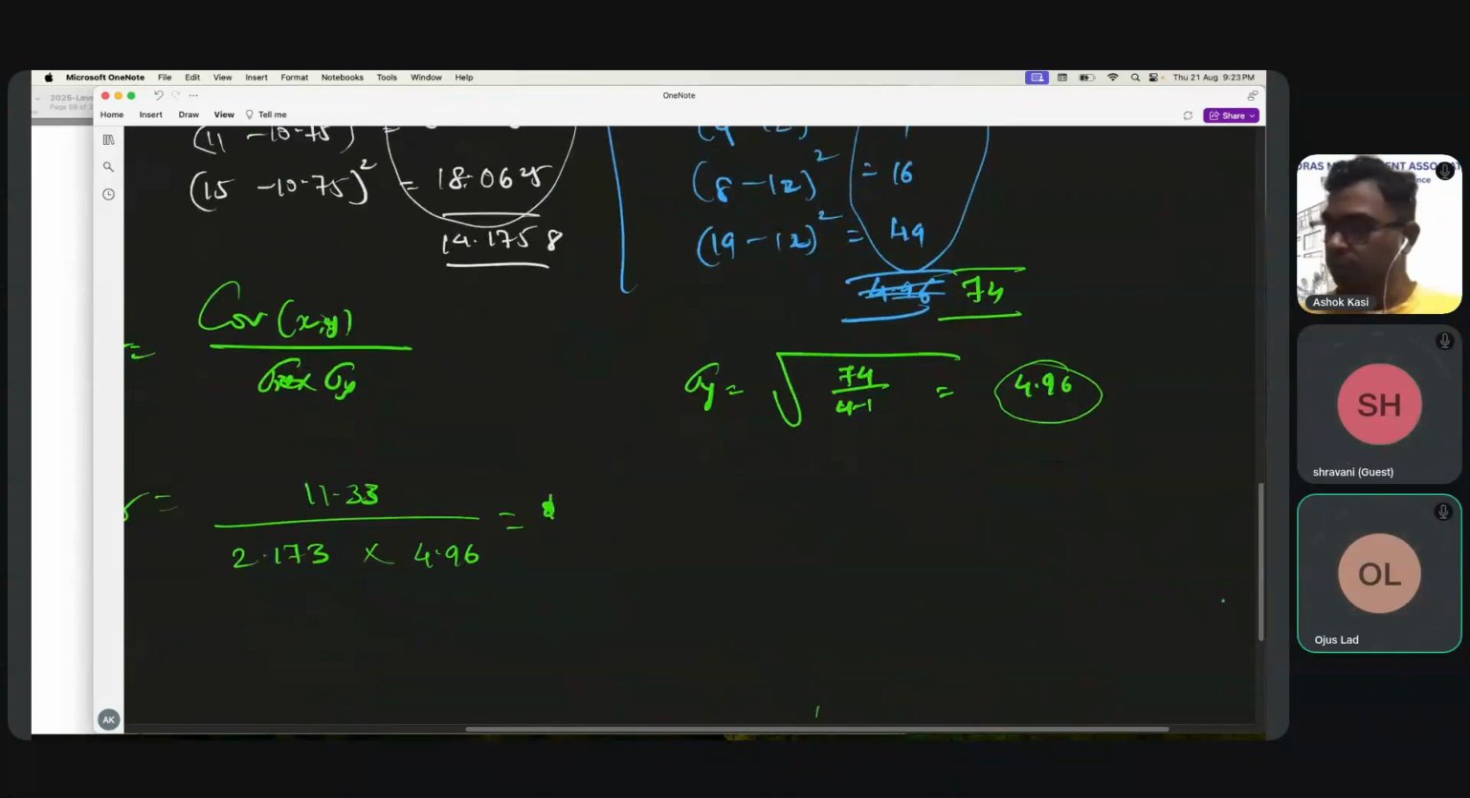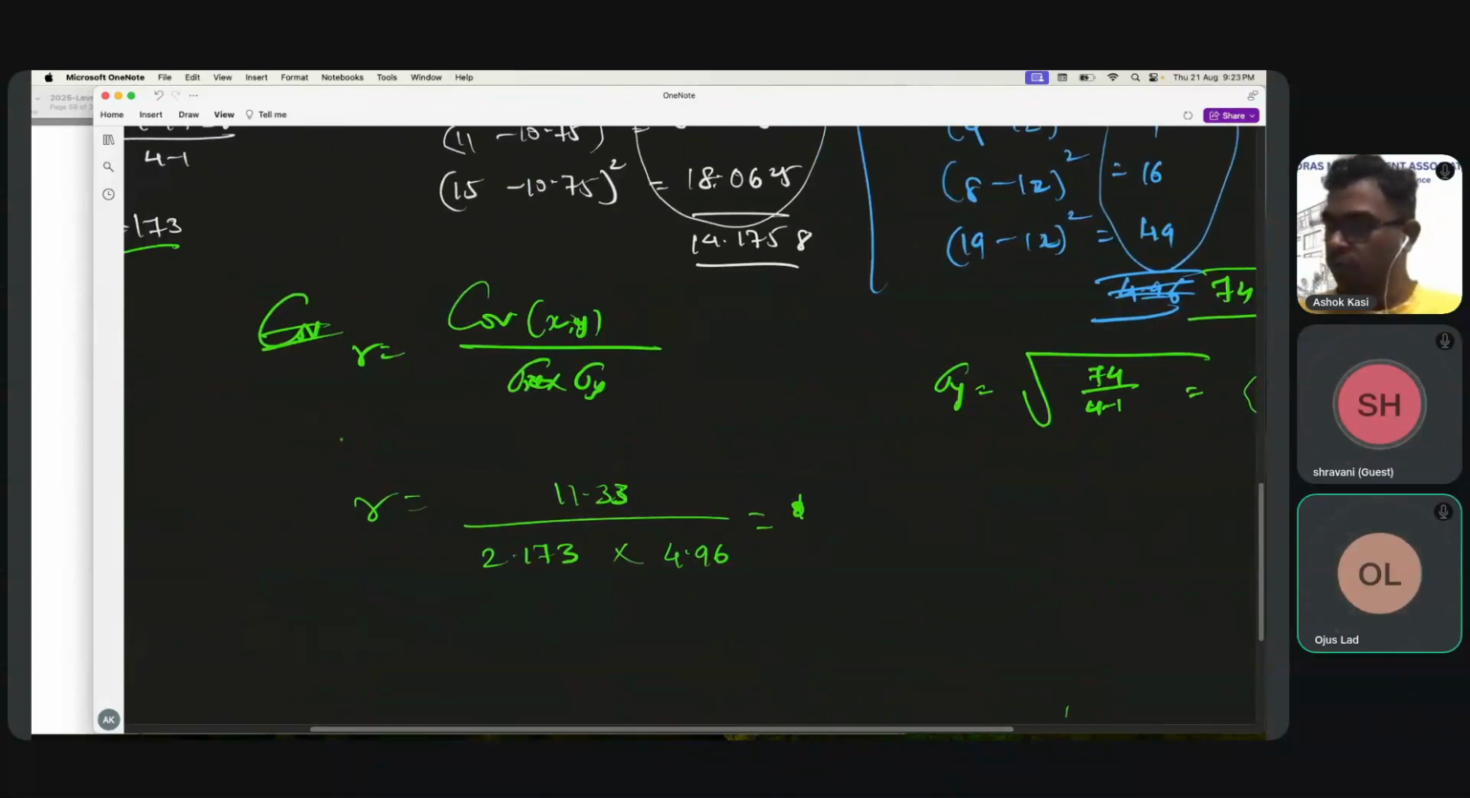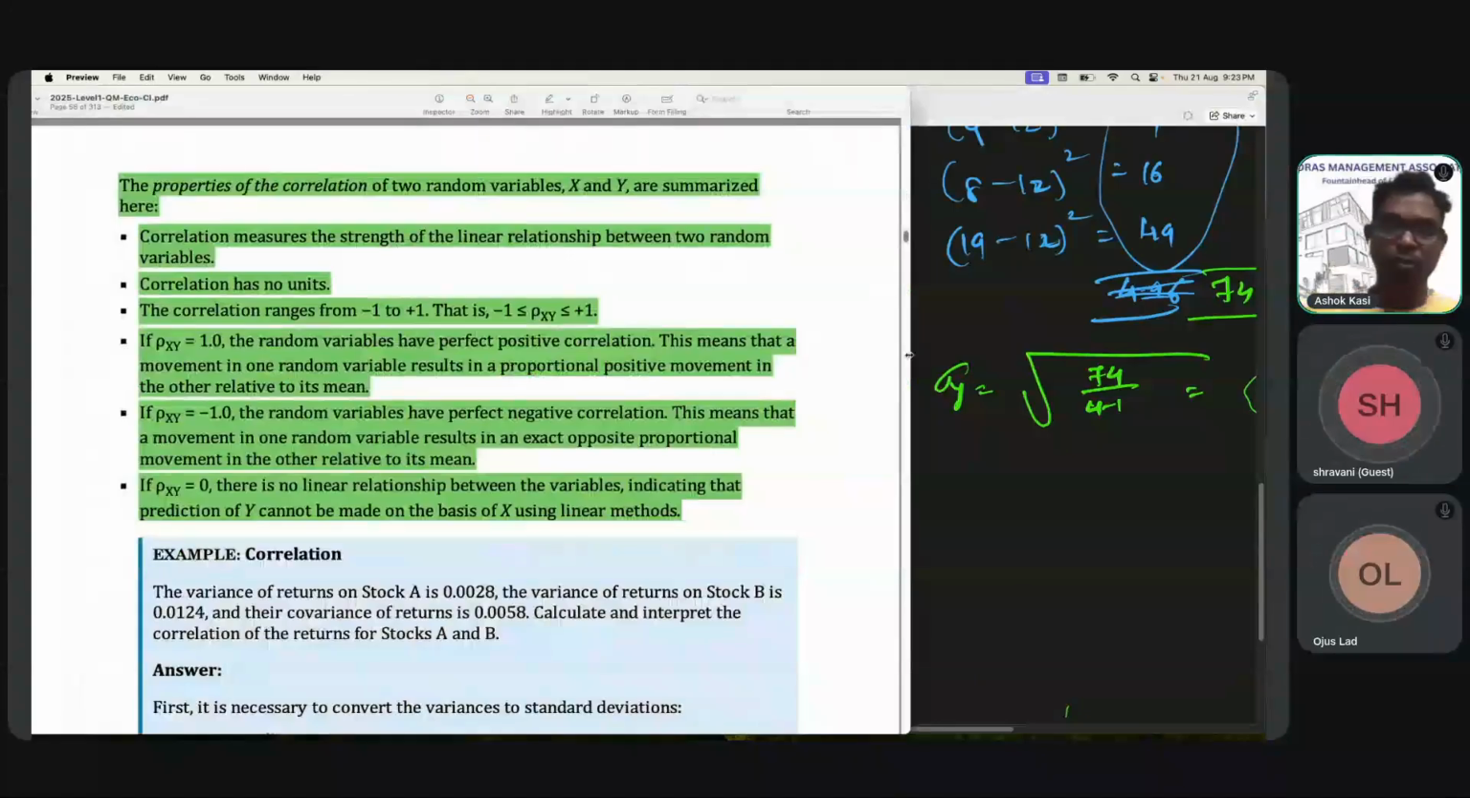Okay. There is a shortcut way also. So now we see the shortcut way and then cross check.